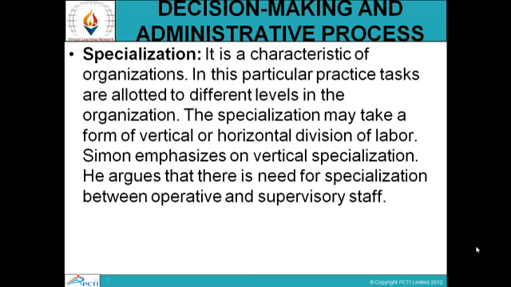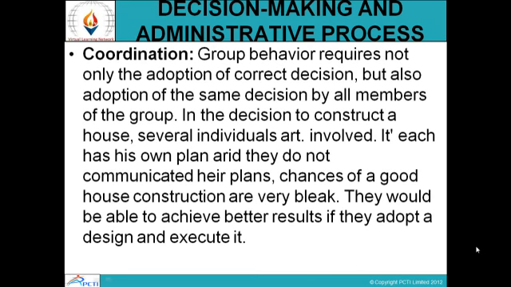First is specialization. It is a characteristic of organization. In this particular practice, tasks are allotted to the different levels in the organization, and specialization may often take the form of vertical and horizontal division of labor. Administrators always want to perform well in the organization. In that concept, yes, they require specialized tasks. They require specialized people. In that case, they allot to different levels in the organization, either vertical or horizontal.